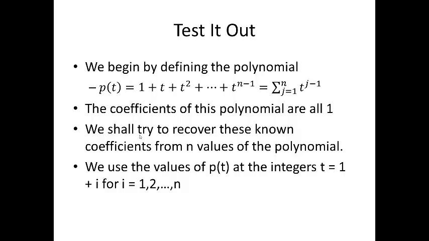So, begin by defining the polynomial p of t as 1 plus t plus t squared all the way out to t raised to the n minus 1. This is the summation of j equals 1 to n of t to the j minus 1. Coefficients of this polynomial are all 1. We can try to recover these coefficients from n values of the polynomial. We use the values of p of t at the integers t equals 1 plus i for i equals 1 through n.